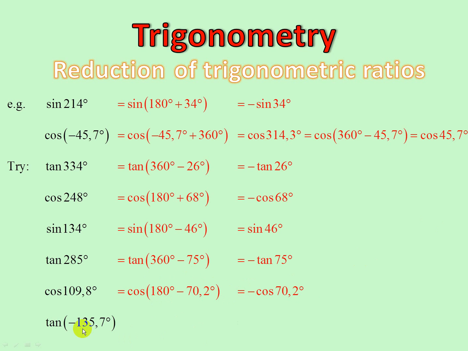Tan of negative 135.7. Add your 360 on to get that. Which quadrant? Third. How do we get there? 180 plus. Third quadrant, tan positive. So I can write just positive tan 44.3.